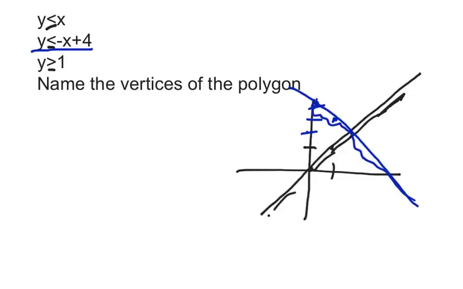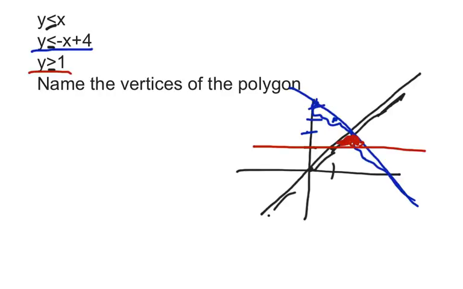because it's less than. And in red, I'm going to do y is greater than 1. And when I do that one, I am going to shade above it because it says greater than. And so I got a nice little triangle in here.